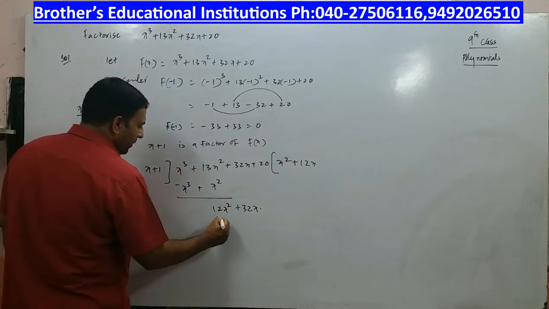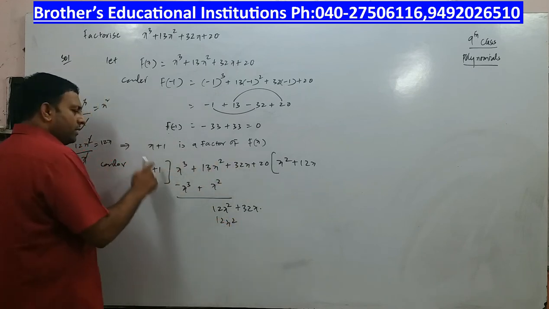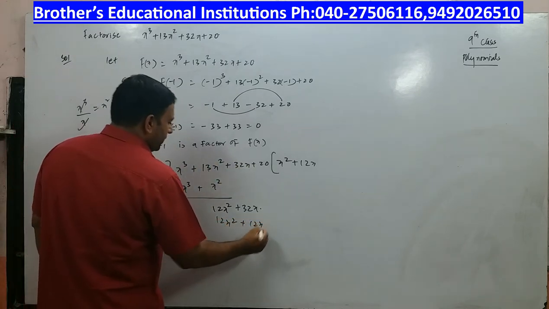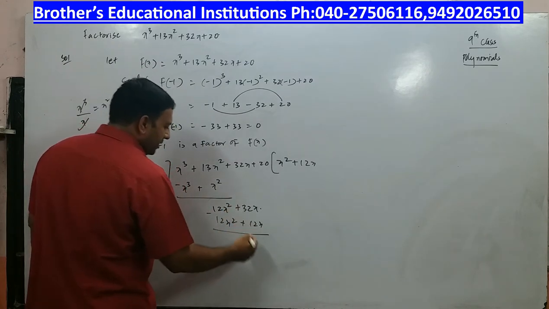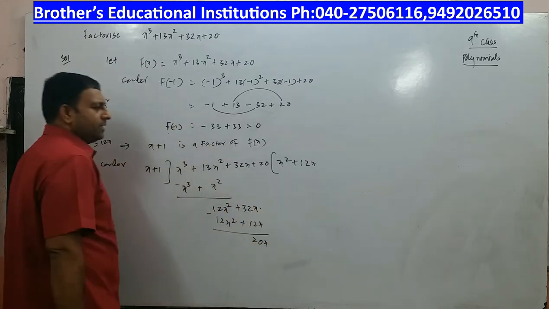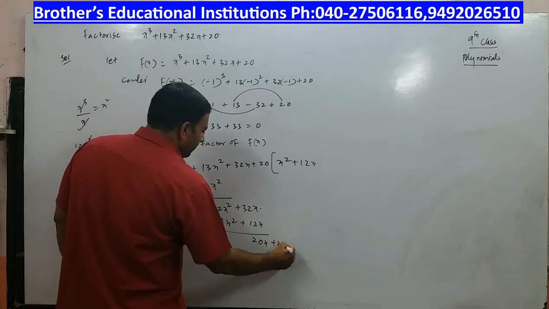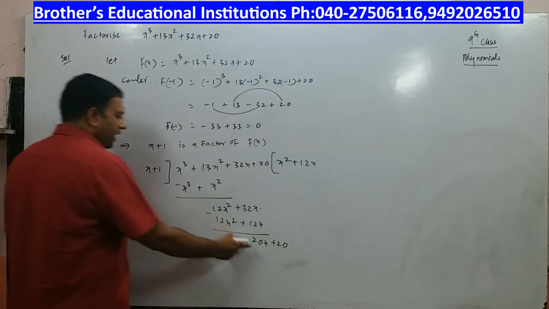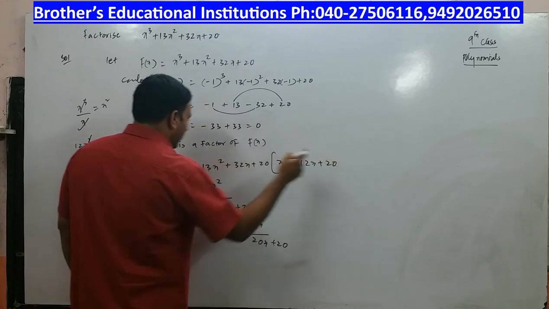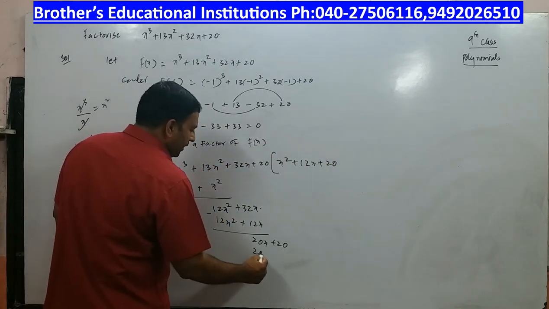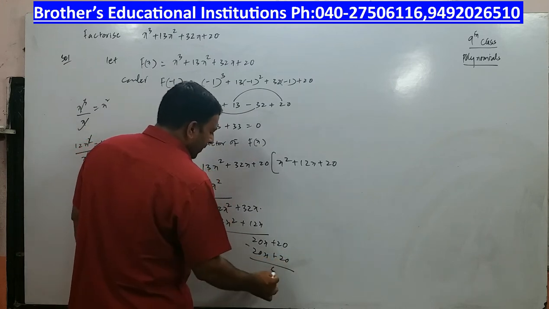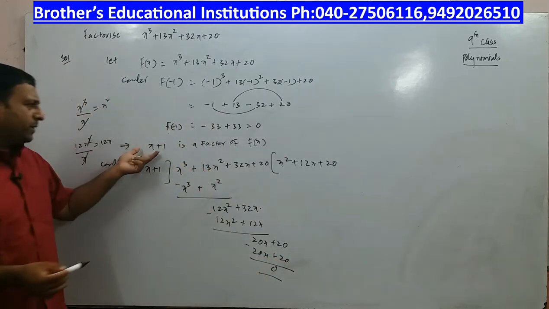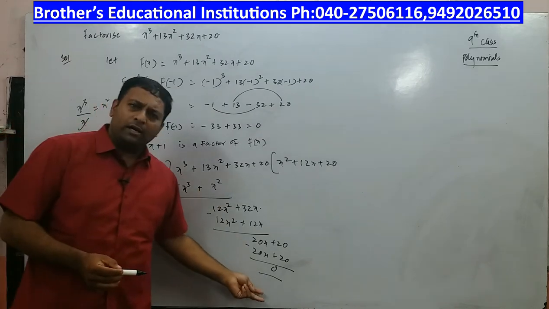12x again I will multiply. 12x into x will be 12x square. 12x into 1 will be 12x. I subtract. 12x square cancels. 32x minus 12x is 20x. Now you drop down this 20. In 20x, x goes 20 times. So 20 into x will be 20x plus 20 into 1 will be 20, and when you subtract, the remainder is 0. Obviously, when x plus 1 is a factor, it will always yield a remainder 0.